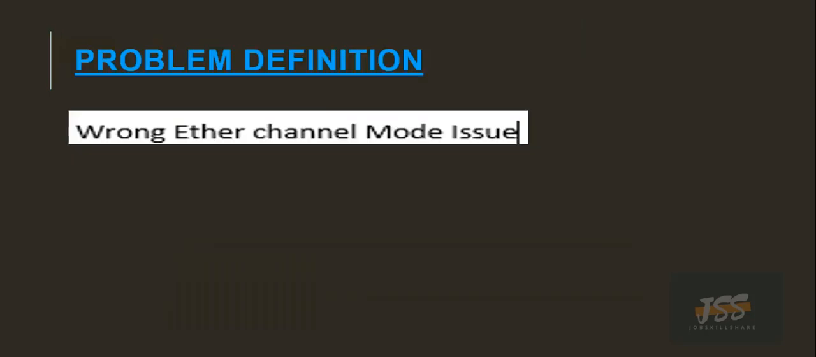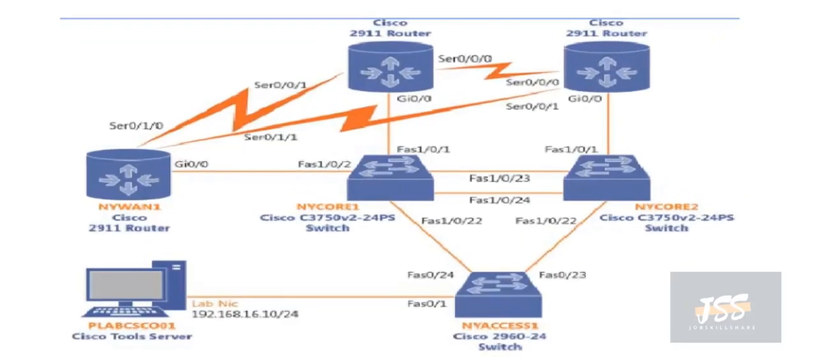So what is the problem definition here? We are troubleshooting the wrong EtherChannel mode issues in this lab task. So we are troubleshooting this topology on the practice lab platform. We will be using these two switches over here in the middle. We have the NY Core 1 switch and the NY Core 2 switch. We have two EtherChannel bundles over here. You can see two links are forming between these two switches. So we will be troubleshooting the EtherChannel over here.